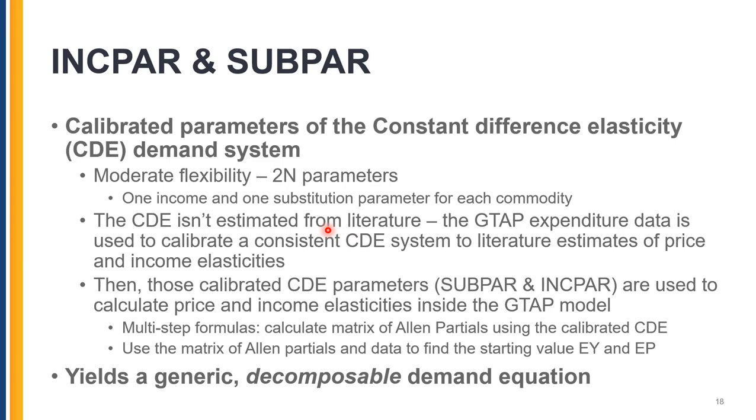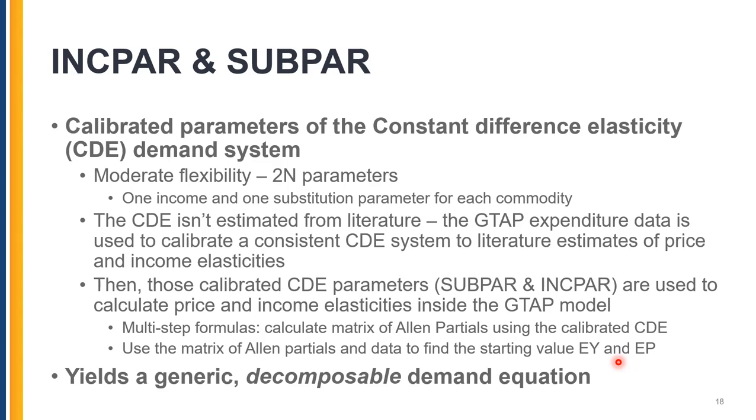But what happens is we take estimates of income and price effects from the literature, high quality, cross country studies of demand, and take the elasticities from those, and then use the GTAP expenditure data, which may not match what was used in the estimates, and we fit the best CDE system to those literature estimates. Those calibrated CDE parameters, so the CDE has a subpar and an incpar, are what go in the GTAP model, and then we put all the formulas in that convert CDE based parameters on price and income through a multi-step formula to get the matrix of Allen partials, and then calibrate the CDE using the shares. And that'll give you the elasticities, and that's what we have.